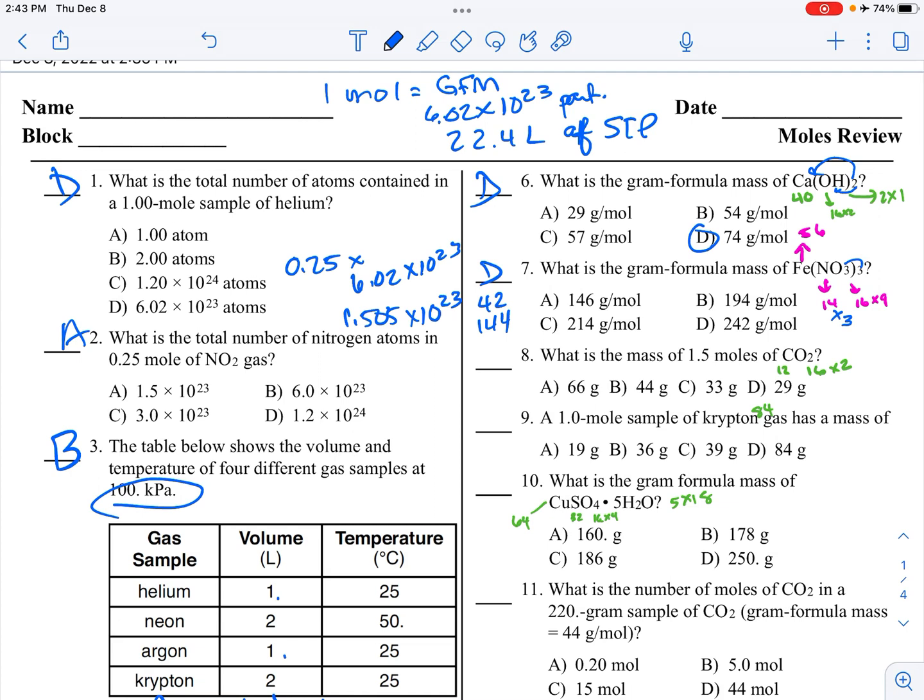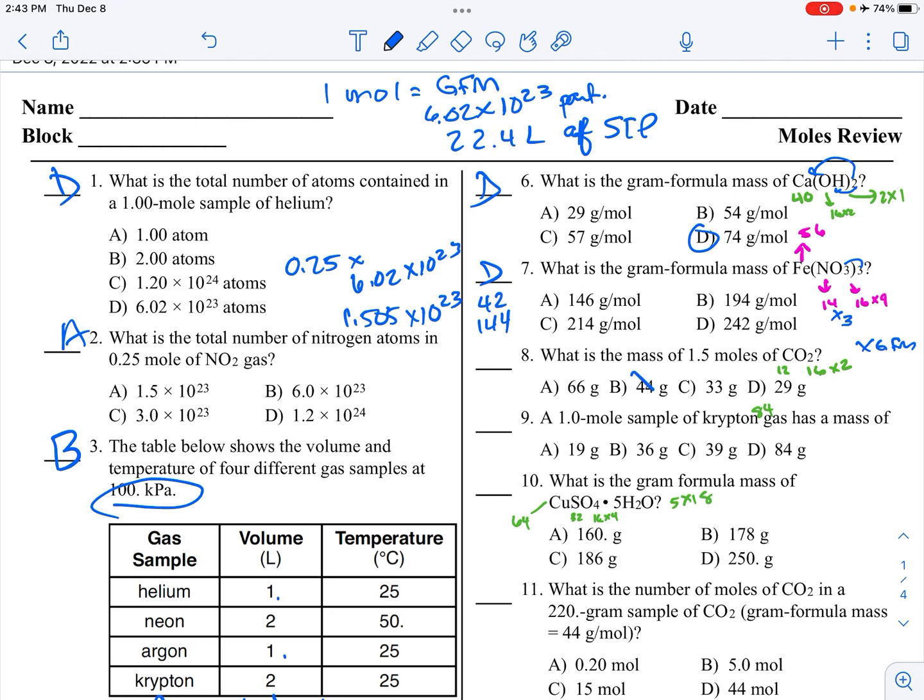What is the mass of 1.5 moles of this? So now we need to use GFM in order to get to the final answer here. So 1.5 moles, to grams, we're going to multiply by our GFM. So first we need to find GFM. The mass of carbon is 12. Oxygen is 16 times 2. So 16 times 2 is 32 plus 12. So the GFM is 44.